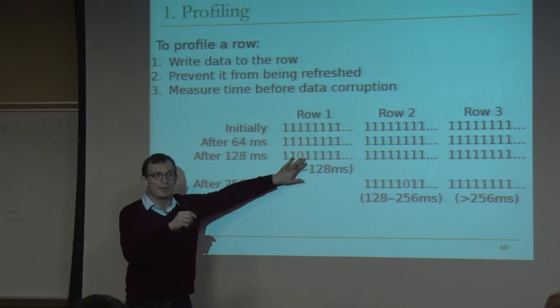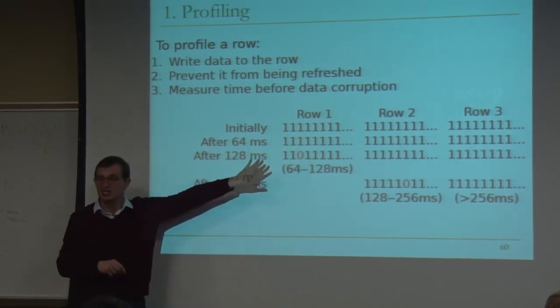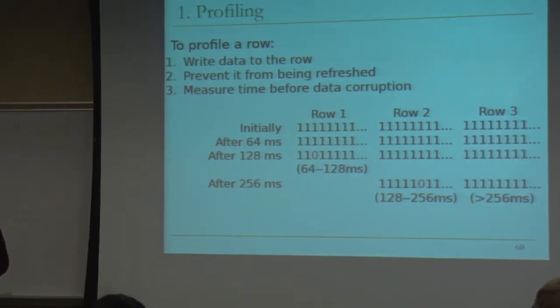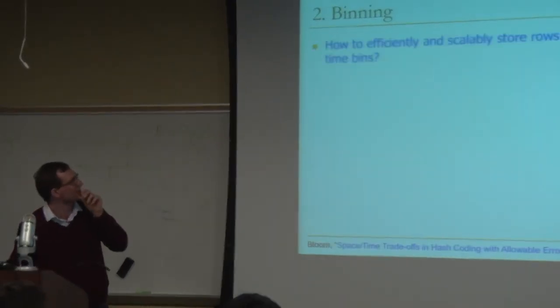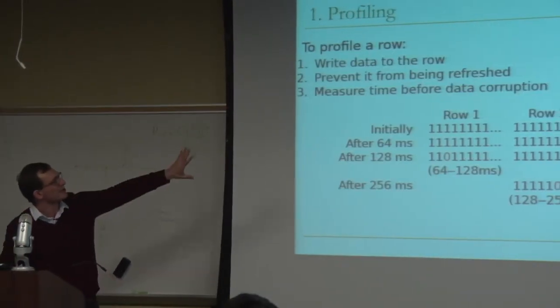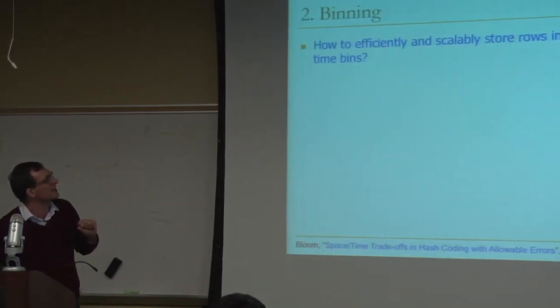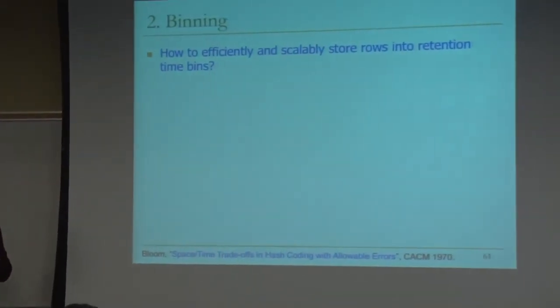The other difficulty is what I mentioned. Randomly, the retention time actually changes. There are effects due to physics that cause this. It's actually a pretty interesting problem. But assume that this happens, how do you actually bin? How do you efficiently and scalably store rows into retention time bins?